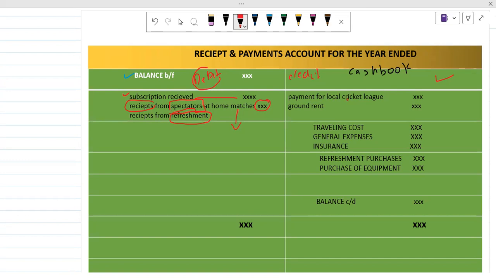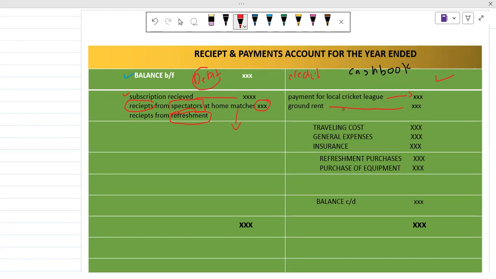Okay, so after that, payment for local cricket league ground rent. Payment for local cricket league. For example, we are going to hold a match in our restaurant or maybe in our club. So it means that we have to pay some fee to the local cricket league. So of course it will be a loss of our cash if we are paying this amount in the form of cash. It means that some cash is going out from the business. So it would come under the credit side.